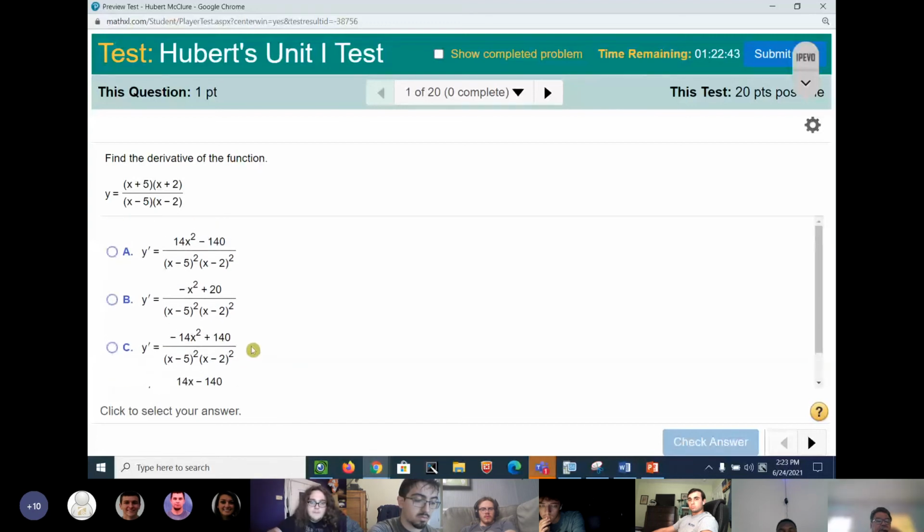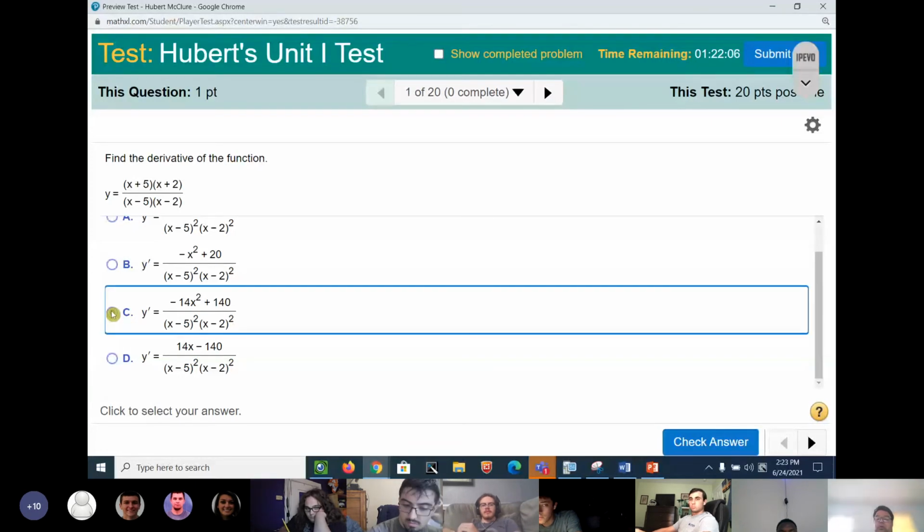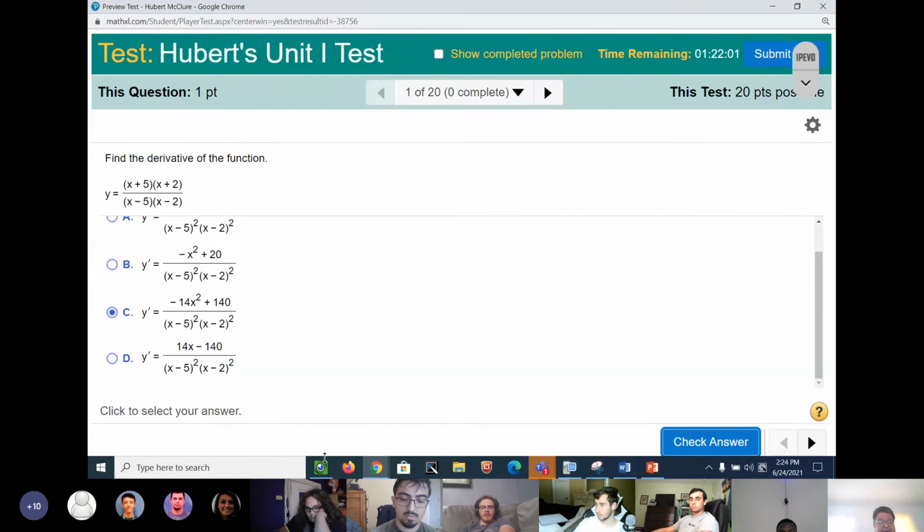Okay, I've got something wrong. I believe it's A. Why do they have negative 140, and I've got positive 140? Let me see if that's the right answer. Nope. Is there not a D? Yeah, but see, I've got 14x squared, and that's 14x. I believe I've got a sign wrong somewhere. I think you had two negative 14x's and then you cancelled them. There it is. So I've got two negatives somewhere.